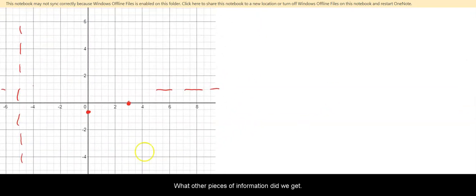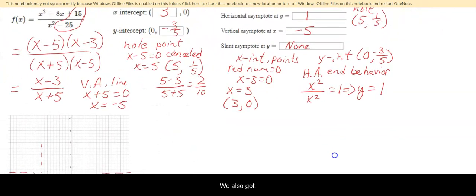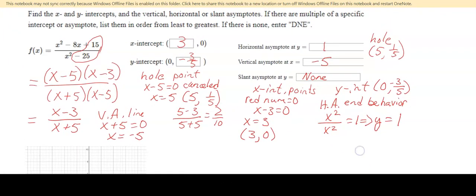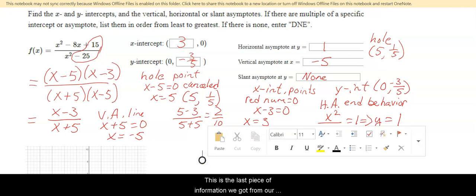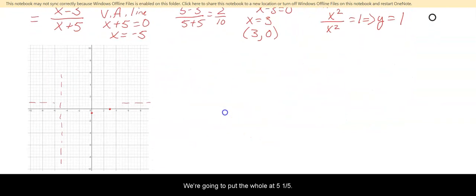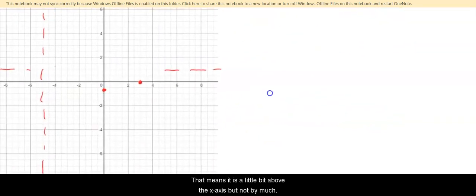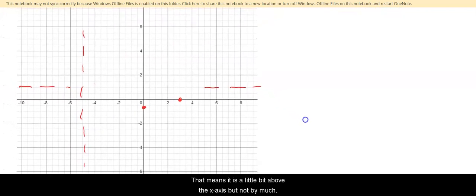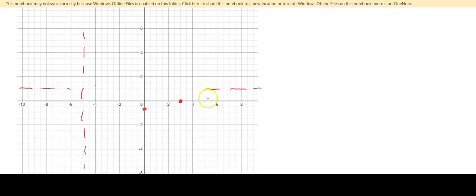What other pieces of information did we get? We also got a hole. Our hole is at (5, 1/5). This is the last piece of information we got from our analysis of this function. We're going to put the hole at (5, 1/5). That means it is a little bit above the x-axis, but not by much. (5, 1/5) would be right around here, above but not on the x-axis. It is empty because it's a hole.